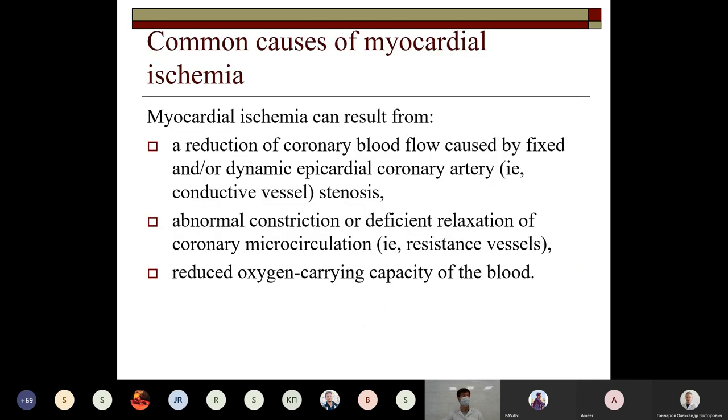Consequently, the common causes of myocardial ischemia that directly lead to injury of cardiac myocytes are reduction of coronary blood flow caused by fixed or dynamic epicardial stenosis, and a dynamic or fixed stenosis of the small arteries in the so-called intramural arteries, abnormal constriction and deficient relaxation in the microvascular circulatory zone, including the resistant vessels, and any reduced oxygen carrying capacity of the blood. This clinical situation can appear in the patient with anemia or hemorrhage, or the patient treated with chemotherapy after malignancy, for instance. All these factors should be taken into consideration as the primary reason of myocardial ischemia in the patient's aspect of CAD when diagnosis is not obvious.